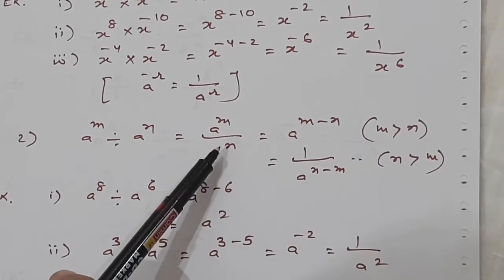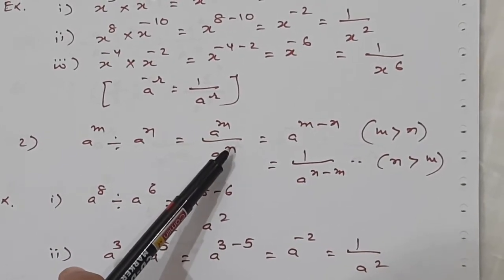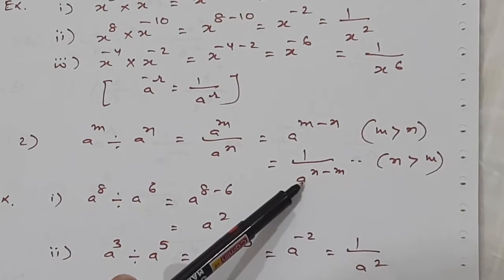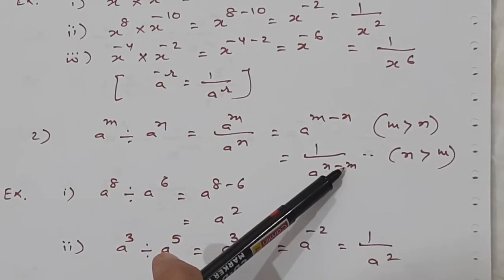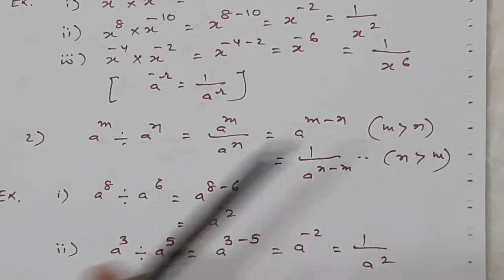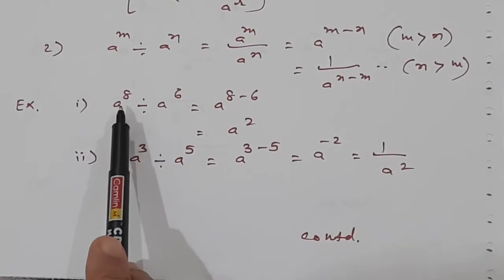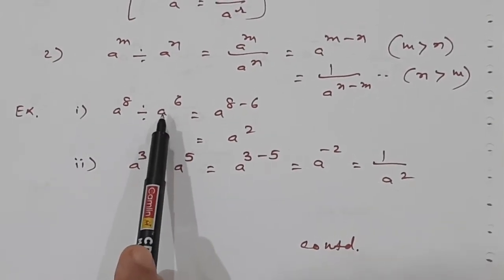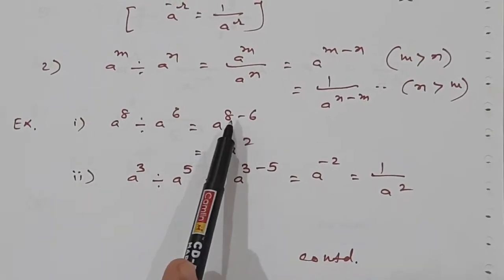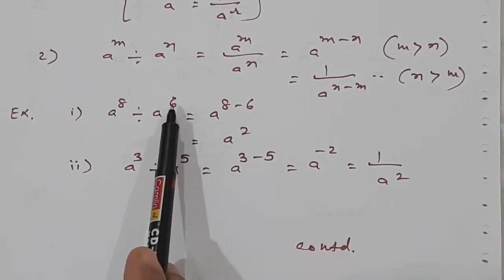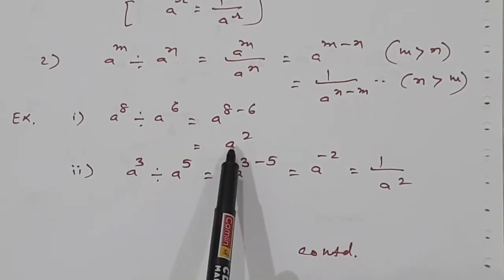And suppose the denominator exponent is greater, suppose n is greater, then you write it in the denominator: 1 upon a raised to n minus m. Here n is greater. Now see, 2 examples are taken here. a raised to 8 divided by a raised to 6. Use the law of division: a raised to 8 minus 6. Subtract the smaller from the greater. So we get a raised to 2.